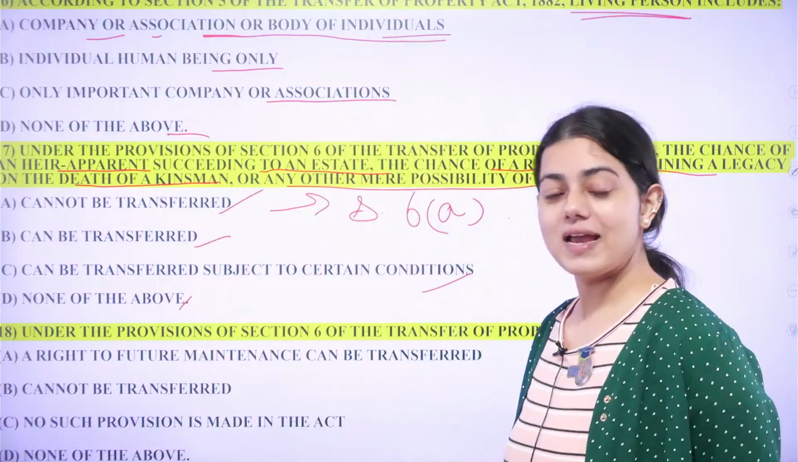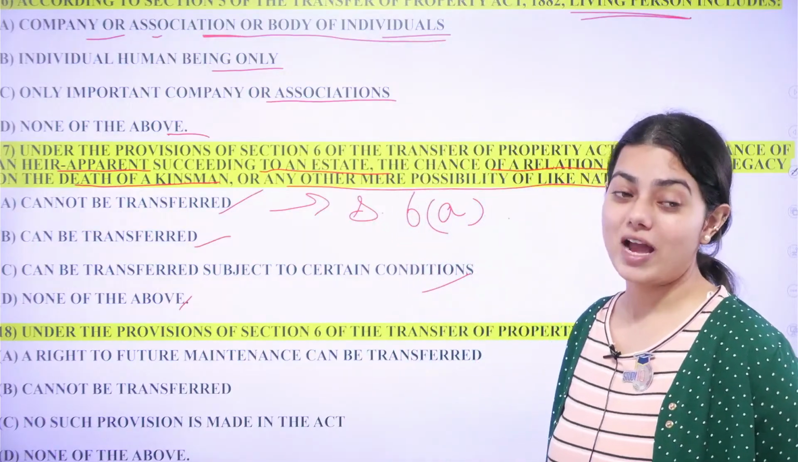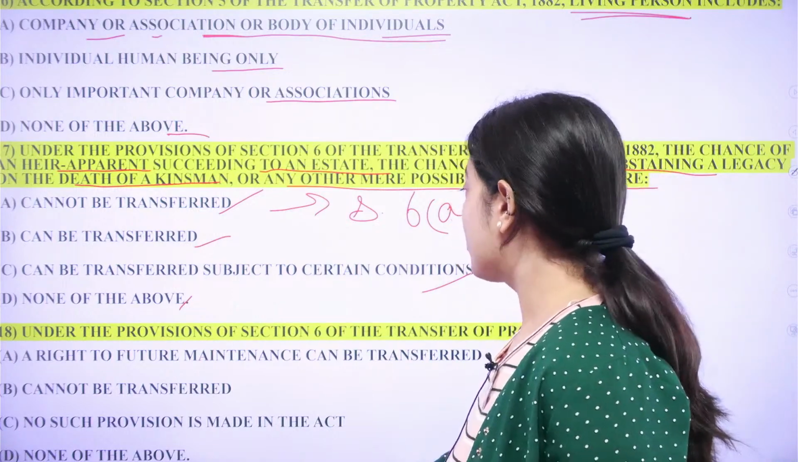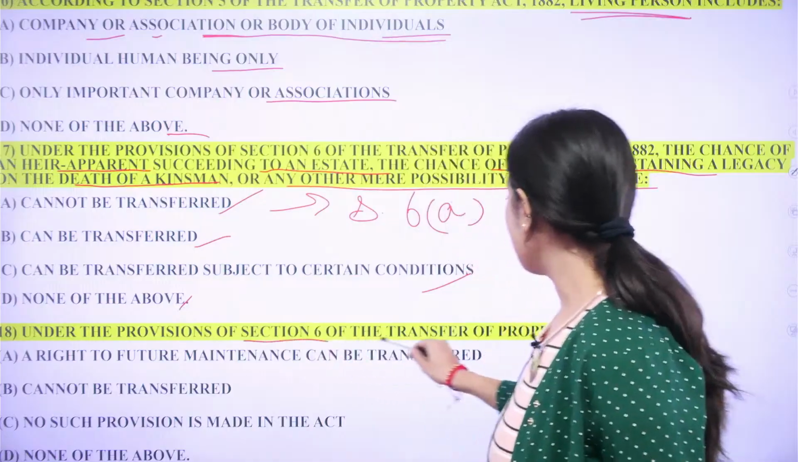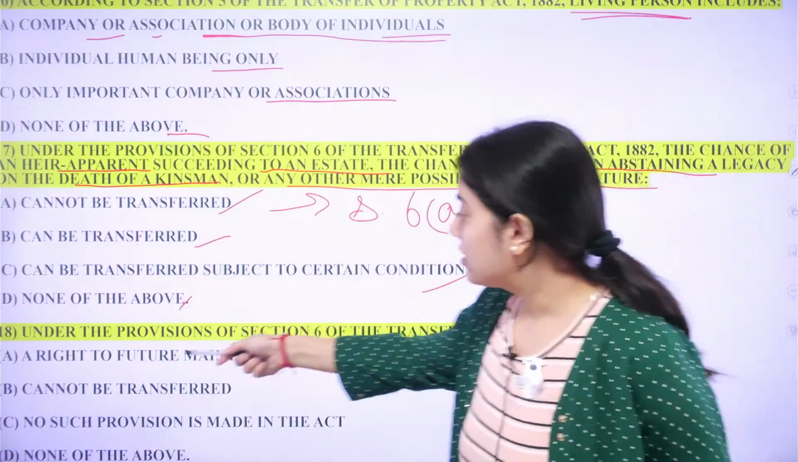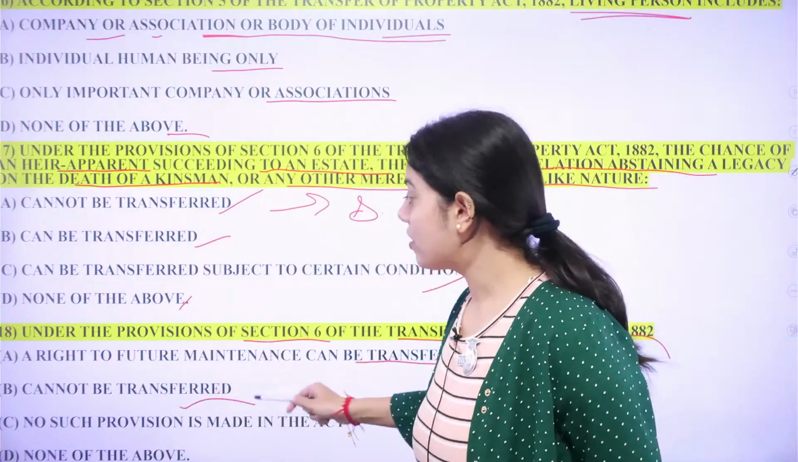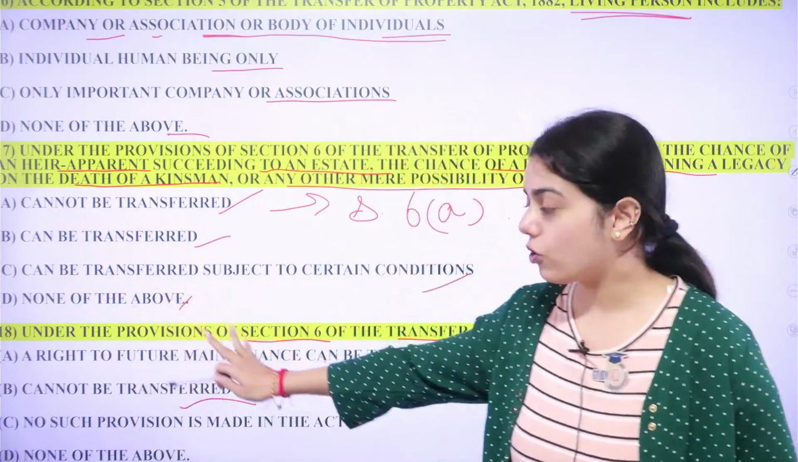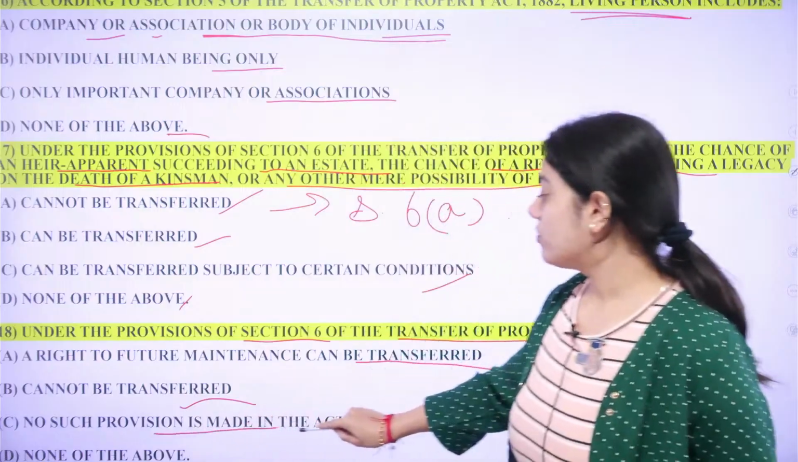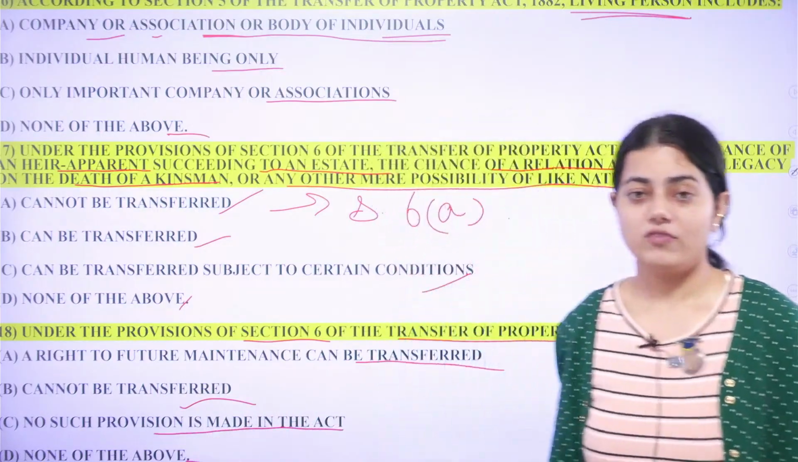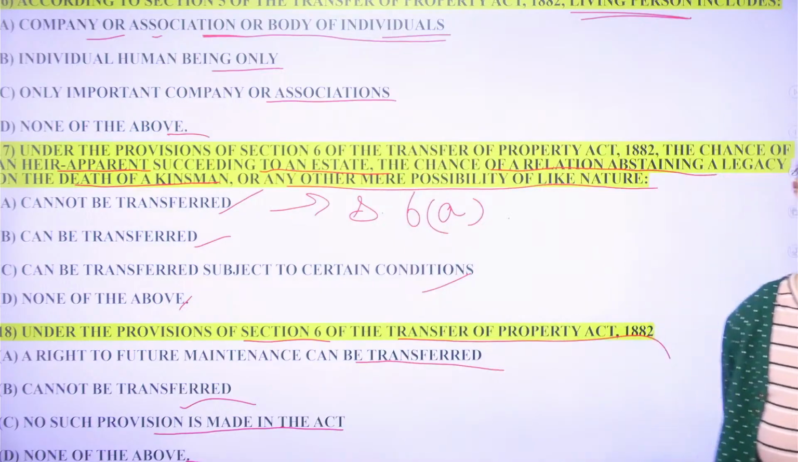Question number 18. We are moving towards the end of the session and I won't take much of your time. So, I just want you to continue to be here with me. Under the provisions of section 6 of TPA, a right to future maintenance can be transferred, cannot be transferred. This right to future maintenance cannot be transferred. No such provision is made in the Act, or option number D, none of the above. Answer this question. Question number 18.